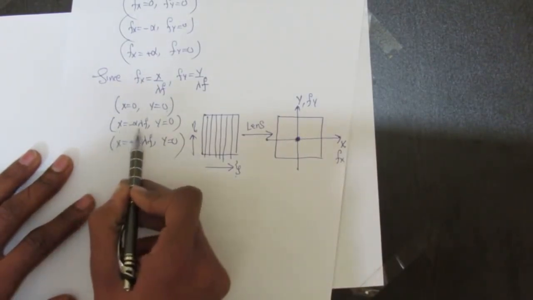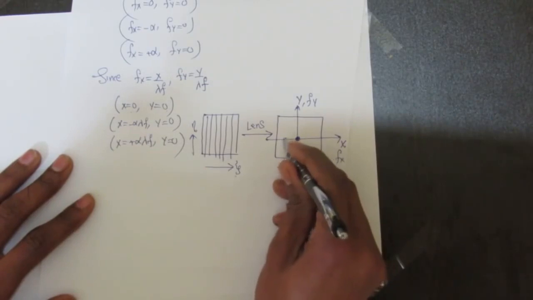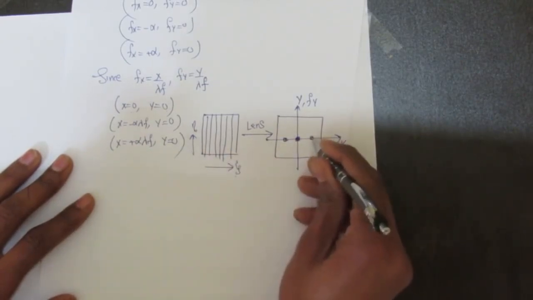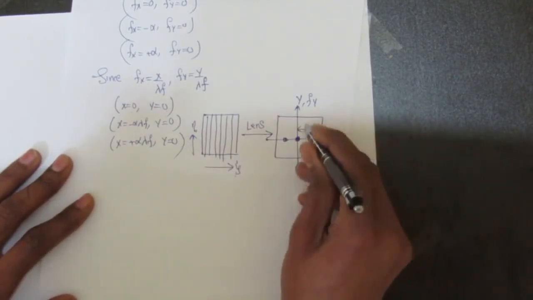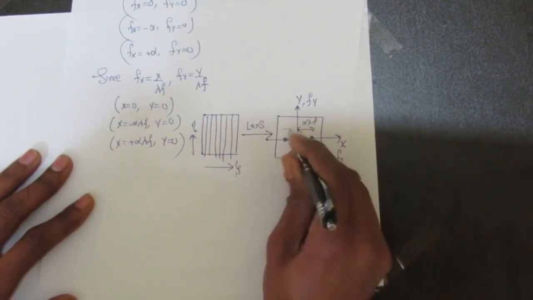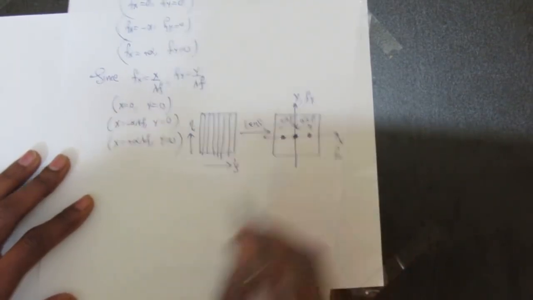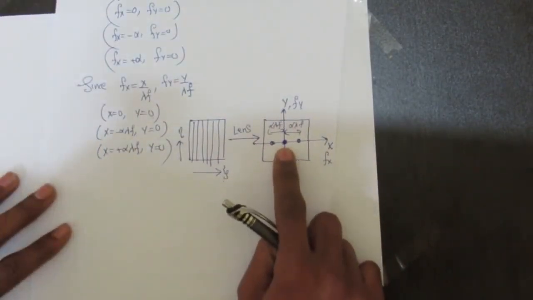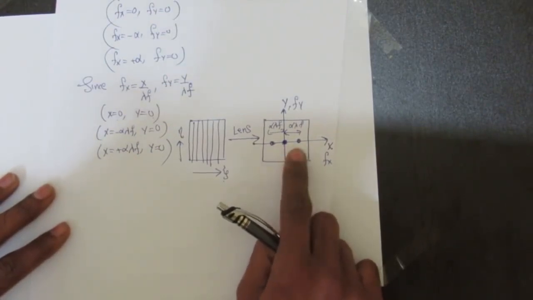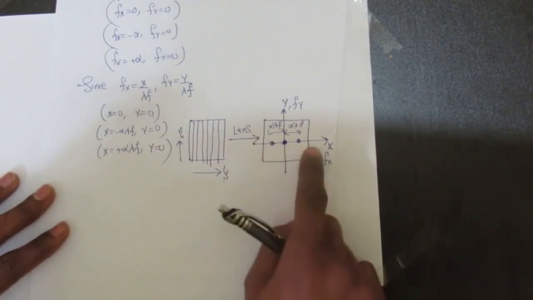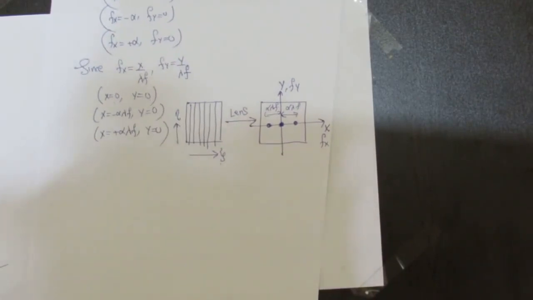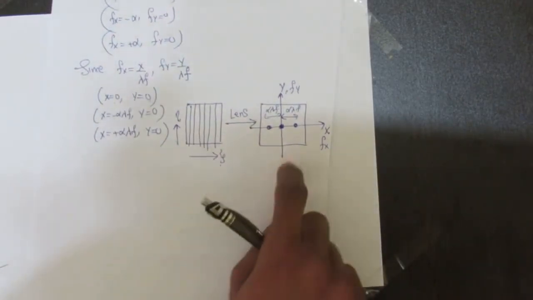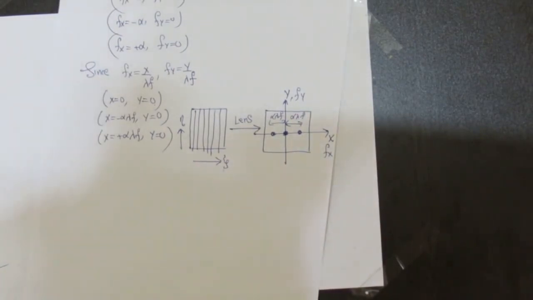Okay, the second point is minus alpha lambda f y equal to 0, so the second point is here, and of course the third point is here, and this distance is alpha lambda f. You have alpha lambda f. So you have three spatial frequencies present, one at the center and the two spatial frequencies situated symmetrically on the plus and minus side. This is one important thing, which simply means that there are three spatial frequencies present in the given function. I hope you understand this now.